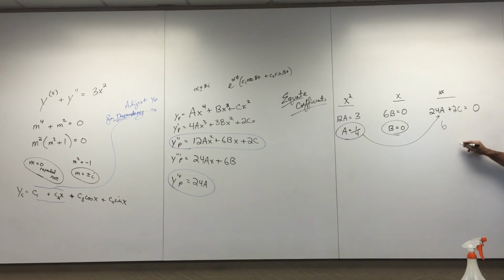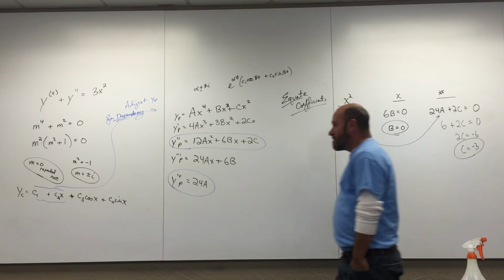1/4, that becomes a 6, plus 2C equals 0. 2C is -6. Good old C is a -3. Woohoo! We're done. We found YP.